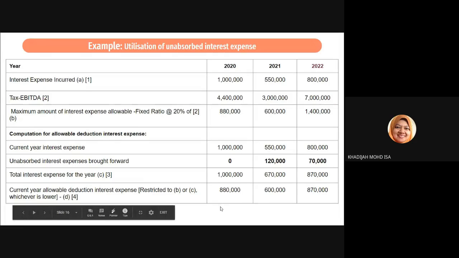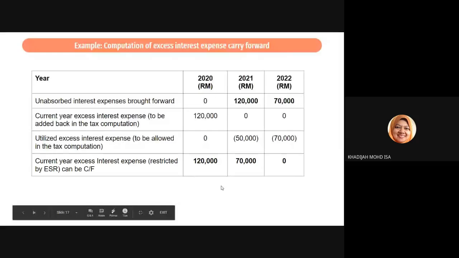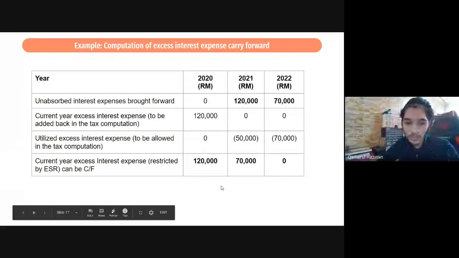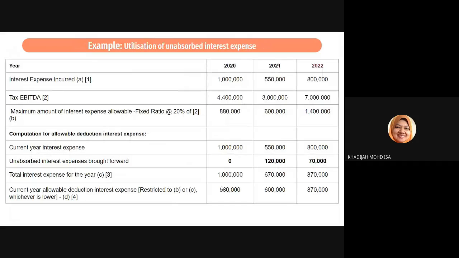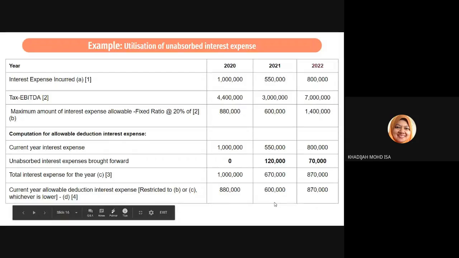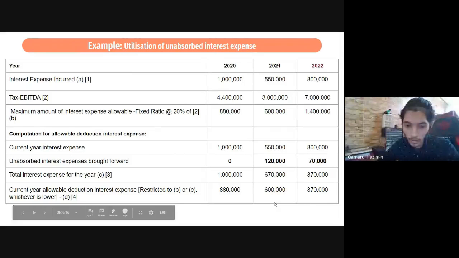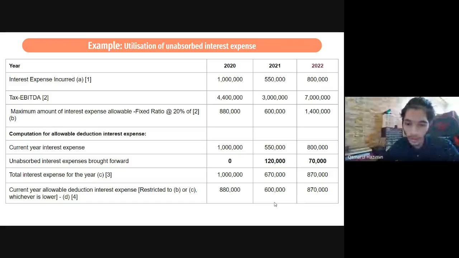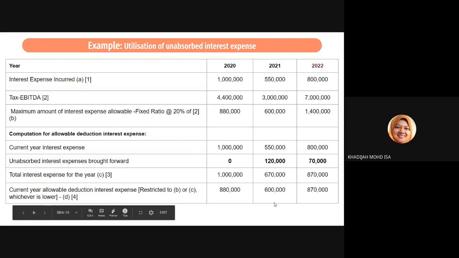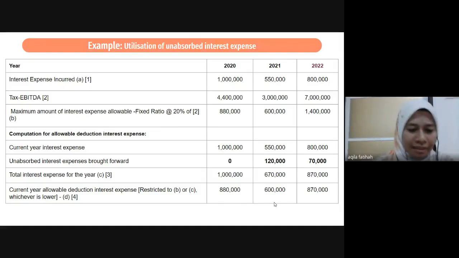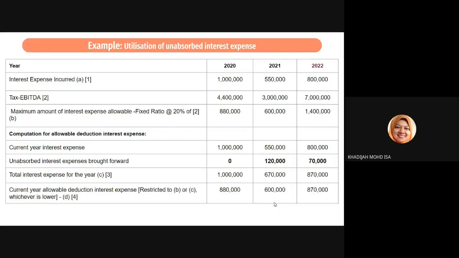Okay, so it means that in your tax computation, assuming that you start from profit before tax, you will add back 120 in 2020. You dah claim 1,000 in your profit and loss account, but the amount allowed is 880, so you should add back 120. Because that one is not allowed, right?